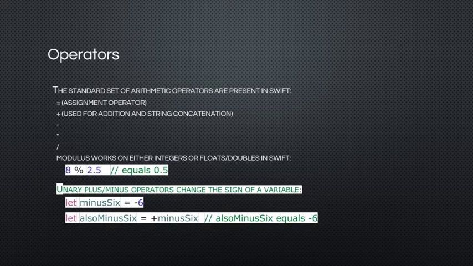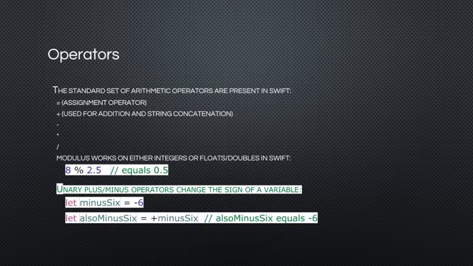So we'll move on to operators before we keep going through data types, because it just makes more sense that way. You have your standard arithmetic operators, like the assignment operator, plus, minus, multiplication, division, modulus. All of those work the same as in other languages. Plus is also used for string concatenation as well, like in Java.